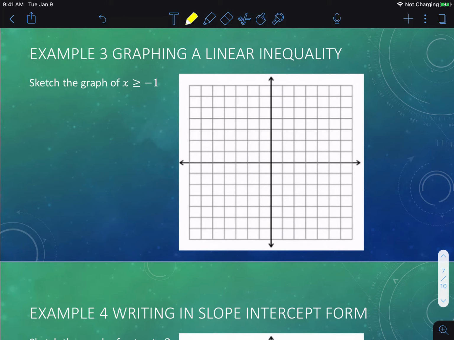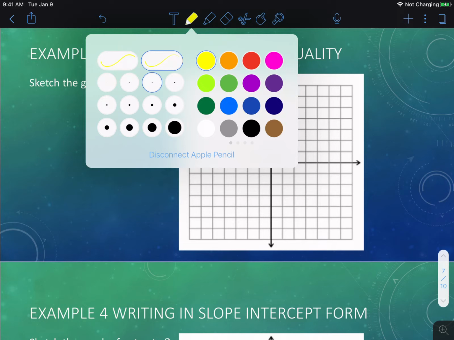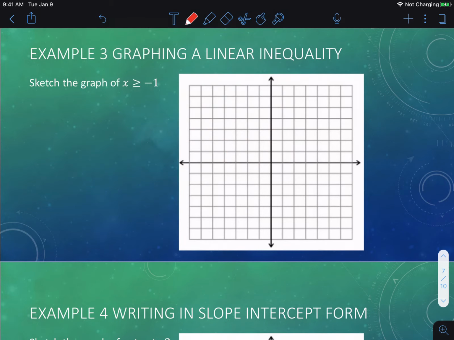All right, so now we're going to be using example 3, graphing a linear inequality, to show you another form of that graph. So we're saying sketch the graph now of x is greater than or equal to -1. So we find -1 on the x-axis, and we draw a line through it. Now remember, this is a solid line, not a dashed line. So we're drawing a solid line to show that it can be equal on that line.